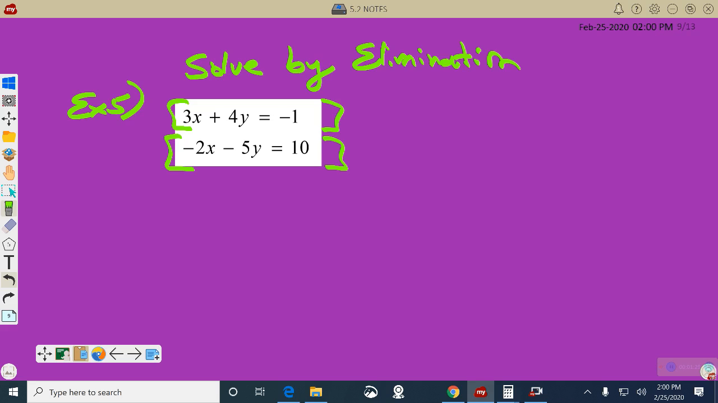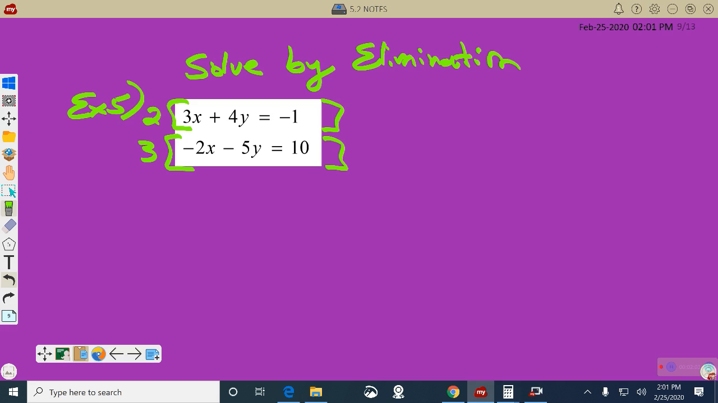3 and a negative 2, what number do they both go into? What's the number that 3 and 2 will both go into? Not one into them. What? 6. So watch what I'm going to do. If I multiply the first equation by 2 and the second equation by 3, think about it. If I multiply the first equation by 2, I'll end up having a 6x. If I multiply the second equation by 3, I'll have a negative 6x, and there's your opposite coefficients.